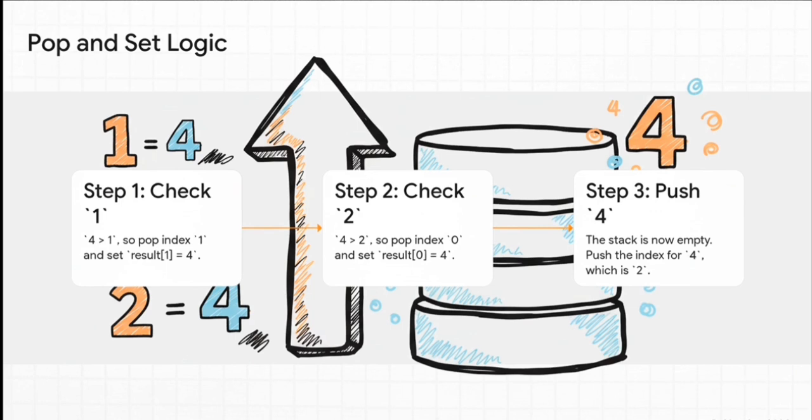But wait, we're not done. We look at the new top of the stack, index 0, which is the value 2. Is 4 bigger than 2? Yes again. So 4 is also the next greater element for 2. We pop index 0 and set result 0 to 4. Now the stack is empty, and we can finally push the index for 4, which is 2.